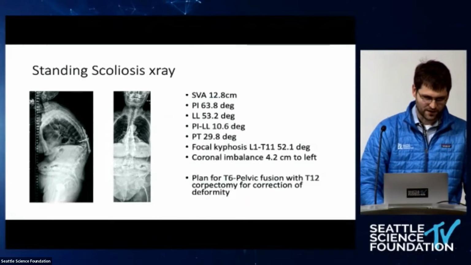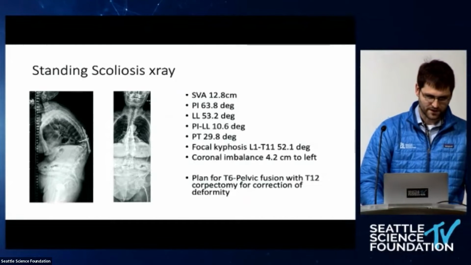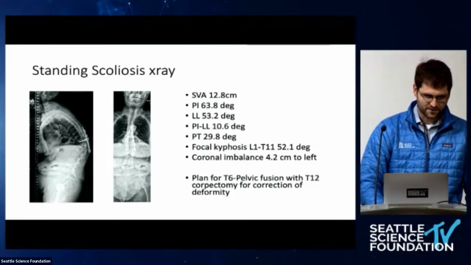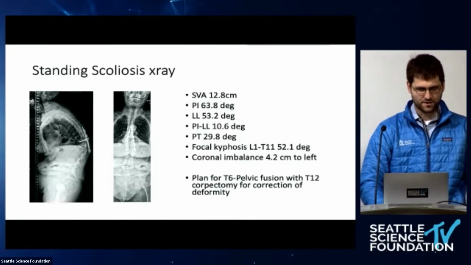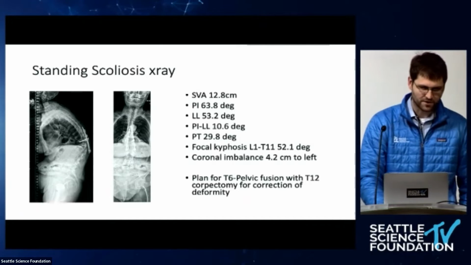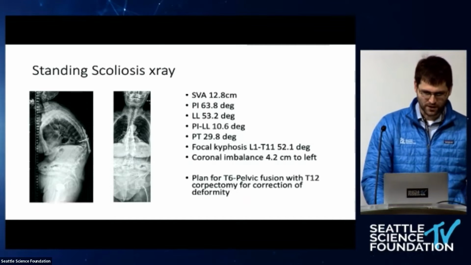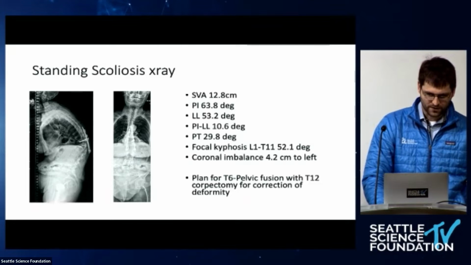So we obtained a standing scoliosis x-ray. Her SVA was positive, 12.8 centimeters. She has a pelvic incidence of 63 degrees and actually a pretty reasonable lumbar lordosis. She's hyperlordotic at 53.2 degrees, compensating for that focal kyphotic deformity from L1 to T12 of about 52 degrees. Coronally, she's about 4 centimeters off to the left side, and she is retroverting her pelvis a little bit, with a pelvic tilt of 29.8 degrees.